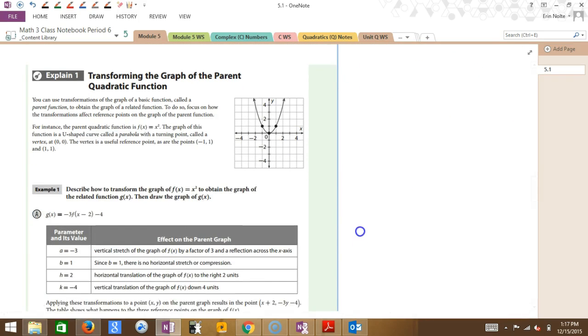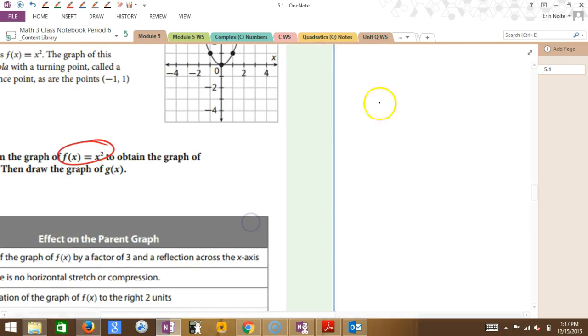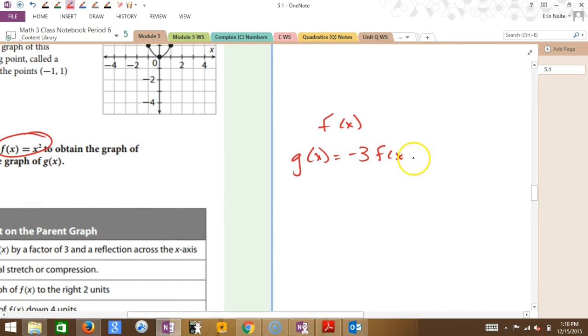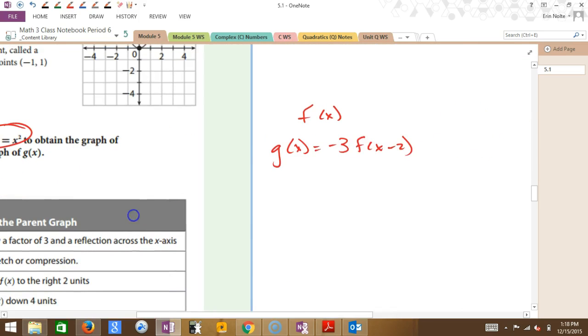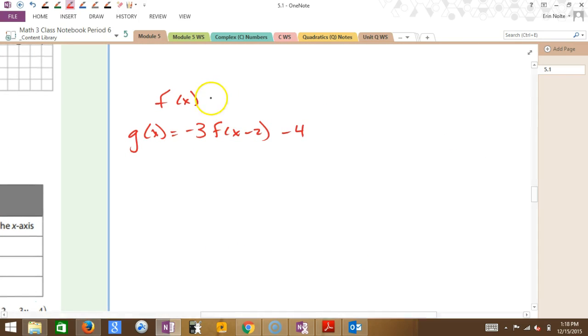Okay, so they're going to give you something like this, and then give you the graph of it and ask which one of these is right. Let me write this over here so you can see what that means. Let's do this one: -3 f of x minus 2, minus 4. Just by looking at this notation, first of all, if we know f of x is x squared, what kind of function are we talking about?